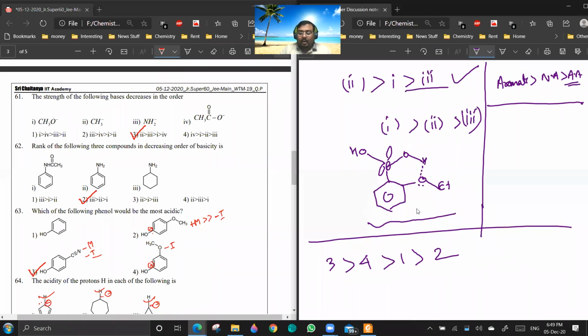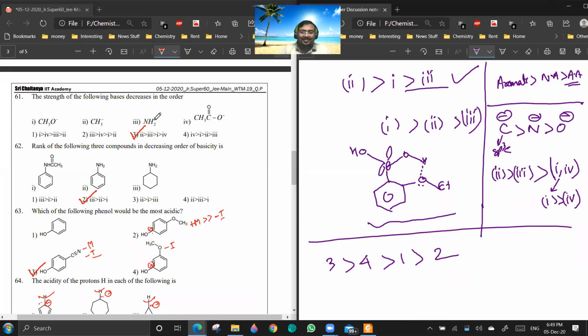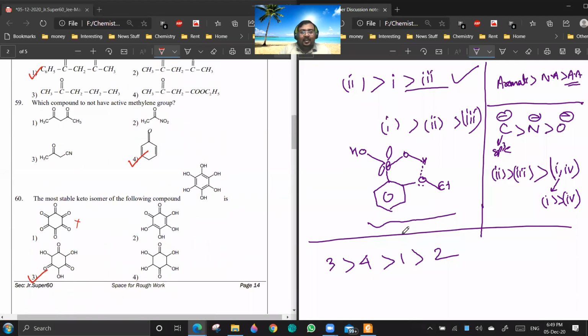First you have to look at atomic factors. If we are talking about basicity, carbon is greater than nitrogen, greater than oxygen. This is sp3 carbon I am talking about. So obviously 2 will be greater than 3, and 3 will be greater than 1, 4. Between 1 and 4, if the negative charge is delocalized in case of 4, it will be less basic. Getting the point? Okay, 60, 59.